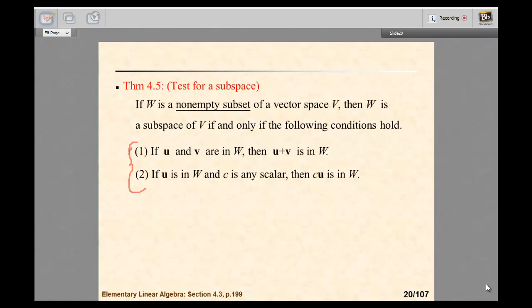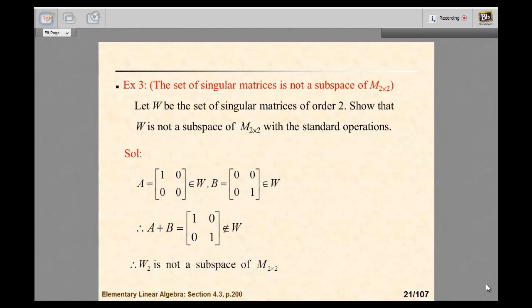The two properties say that if U and V are in W, then U plus V is in W, so addition also holds. And the second property is if U is in W and C is a scalar, then if we multiply C with this U, it is also in W. So whenever these two properties hold, then we say that it is a subspace. That is, addition and scalar multiplication. These two properties are for the subspace. So let us see the examples.